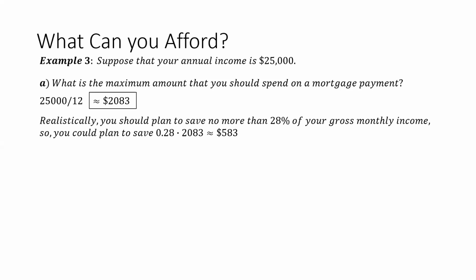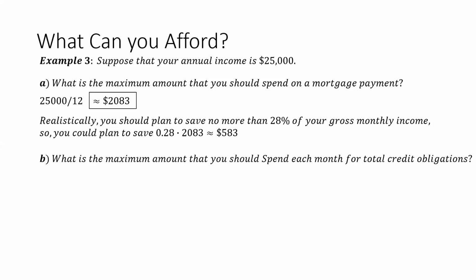So more realistically, experts recommend that you do not spend more than 28% of your monthly income. And this would be after taxes as well, worth mentioning, your monthly income or your yearly income after taxes. So instead of being able to spend $2,083, you can instead maybe pay out $583. You take your 0.28, you multiply it by your monthly income, and that would get you what you can expect to pay for your mortgage.